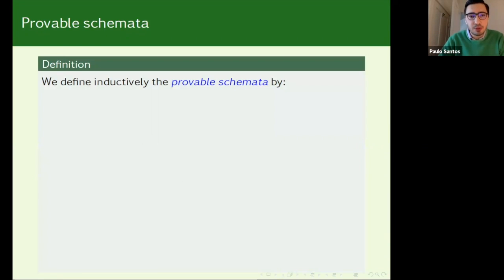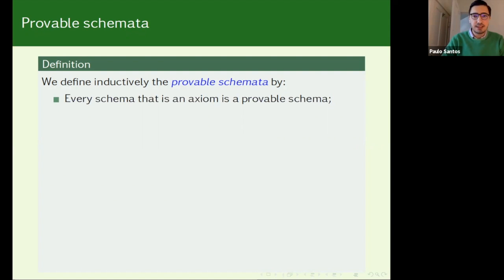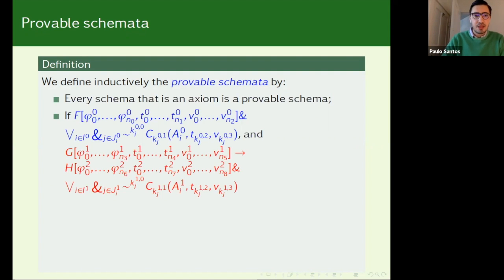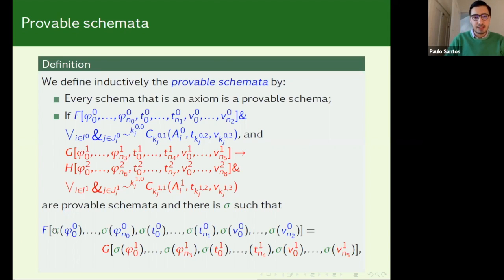Now we can define what a provable schemata is by induction. Every schema that is an axiom is a provable schema. For the induction step, let us assume that we are given two provable schemata, the red one and the blue one. Here again, we have the formula structure and the conditions. I would like to emphasize that in the red part, we have an implication, G implies H. Let us further assume that there is a substitution sigma that has this property.